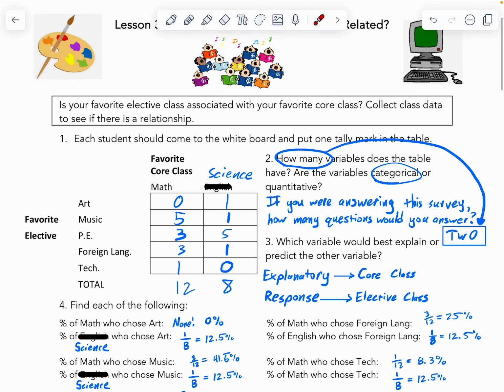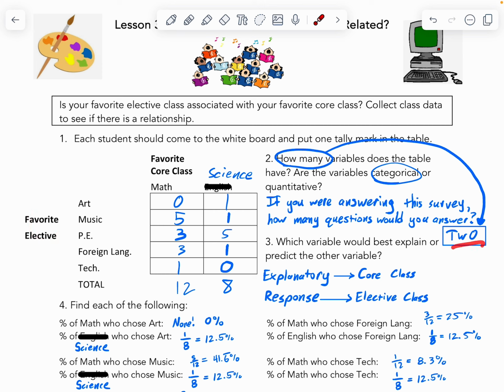So first question is, how many variables does the table have? Sometimes kids get a little confused. They count up the boxes and they think there's 10 variables. But the thought I have for you is this. If you were answering this survey, how many questions would you actually answer? And you would answer two. You'd answer your favorite core class, that's the first variable, and your favorite elective, that is the second variable.